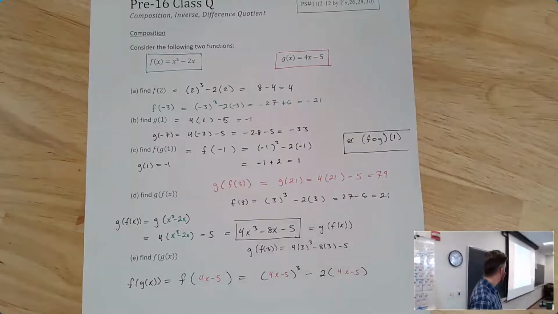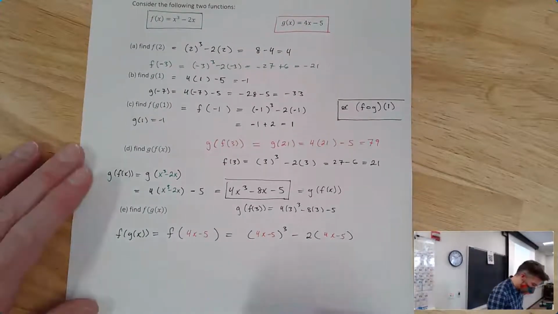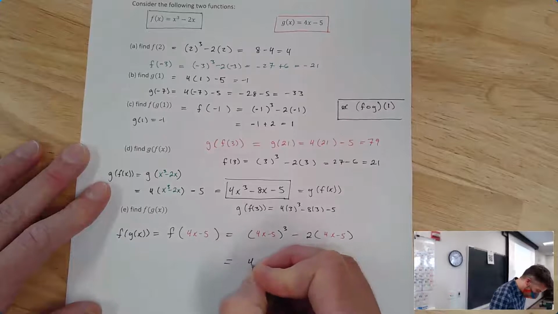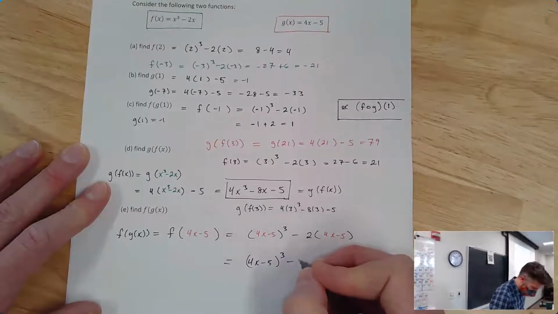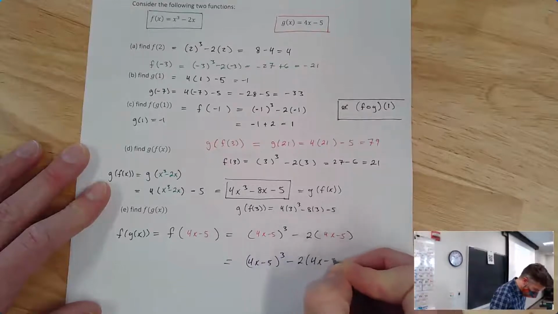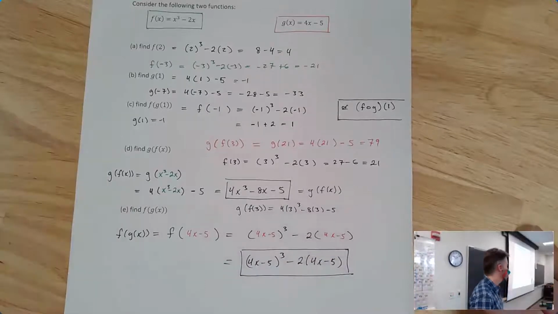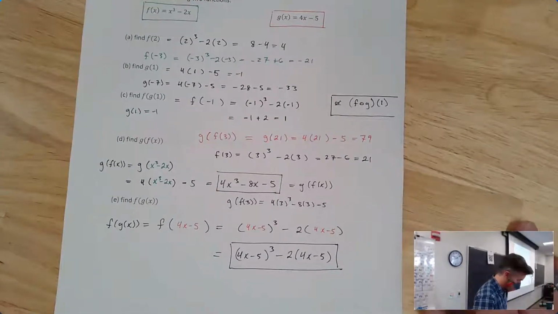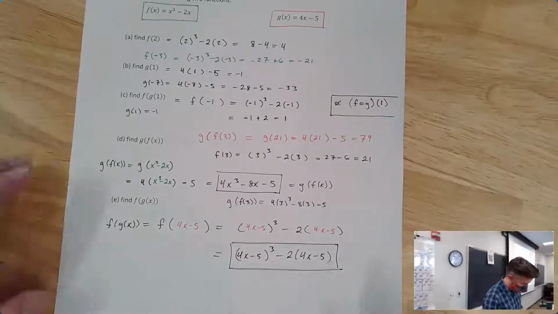And this, I would probably not take the time to simplify if I didn't have to. I would probably just leave it as (4x minus 5) cubed minus 2 times (4x minus 5). Could you multiply this out? Sure. Do we need to? Not really. What I want you all to see, which, okay, fine, I'm going to multiply it out, even though it's kind of terrible. No, I really want to. I lied. I'm not going to.